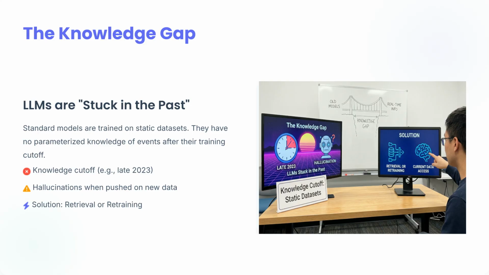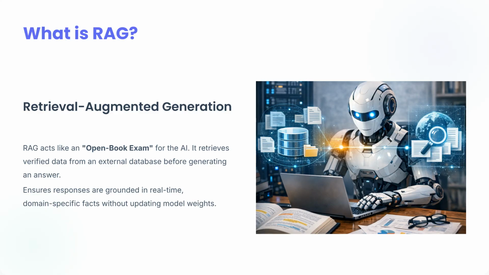The knowledge gap exists because standard LLMs are trained on static datasets, resulting in a knowledge cutoff. When models are pushed on new data, they can hallucinate. The solution is either retrieval or retraining. RAG acts like an open book exam for the AI. It retrieves verified data from an external database before generating a response. This grounds responses in real-time facts without needing to update model weights.